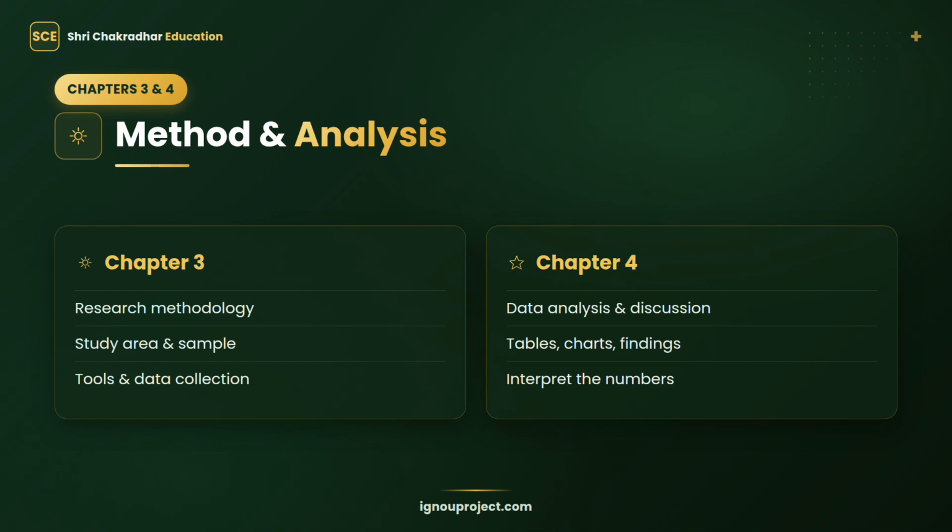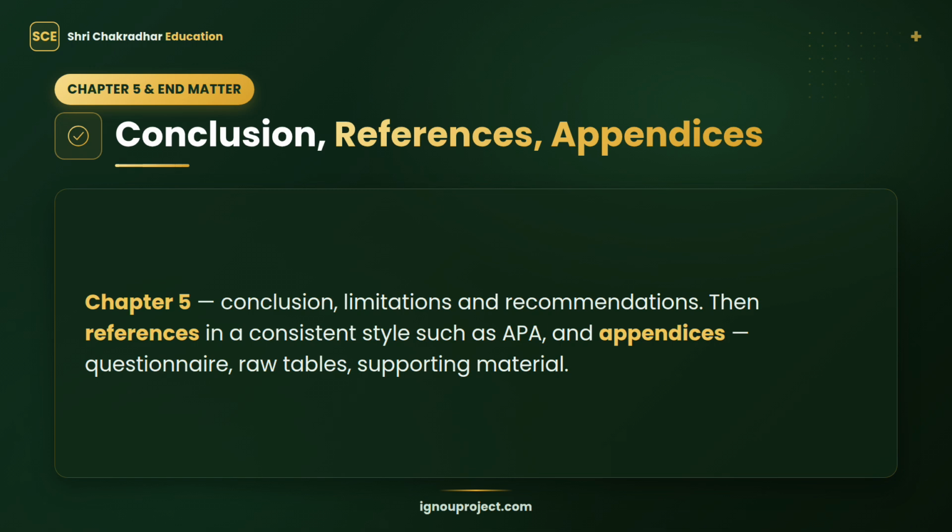Chapter 4 is the heart of the report, data analysis and discussion, where your tables, charts, and findings live, and where you interpret what the numbers mean. Chapter 5 is the conclusion, with your limitations and practical recommendations. After the chapters come your references, in a consistent style such as APA, and then your appendices, your questionnaire, raw tables, and any supporting material.